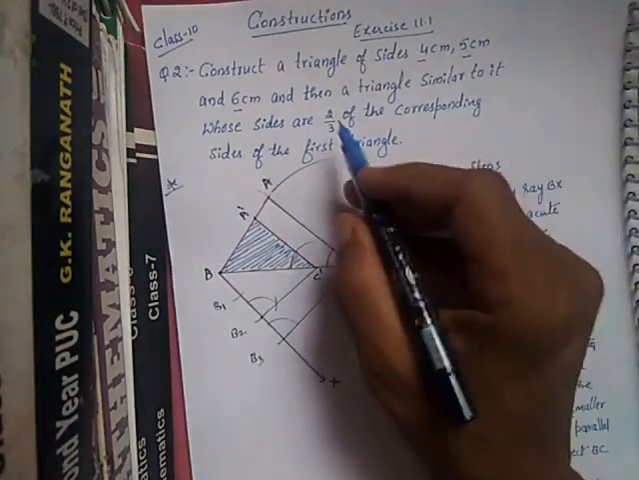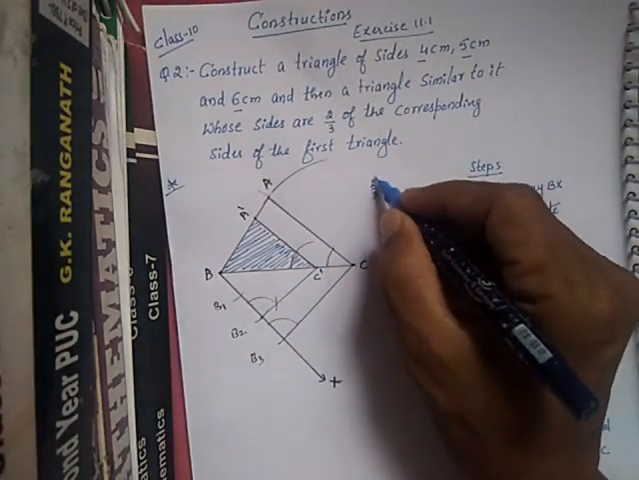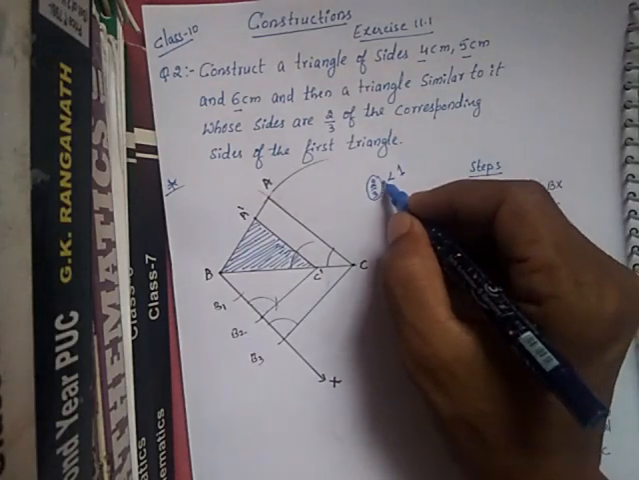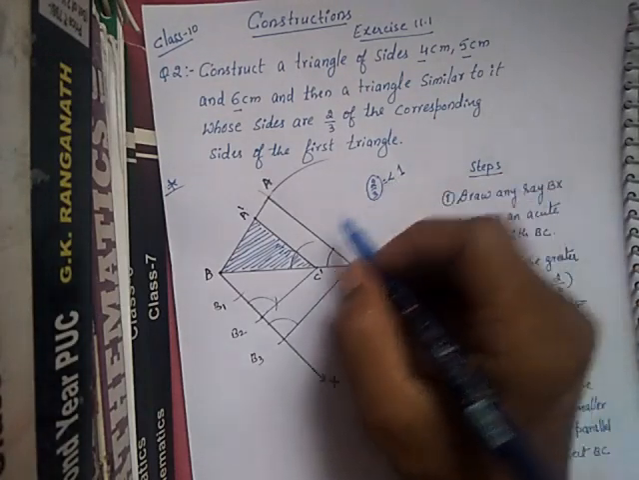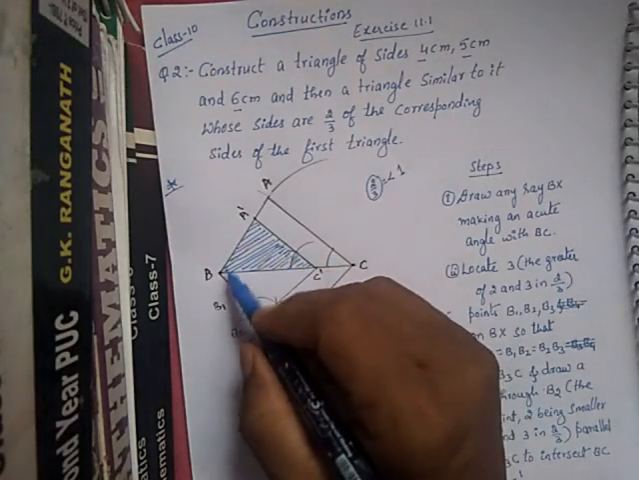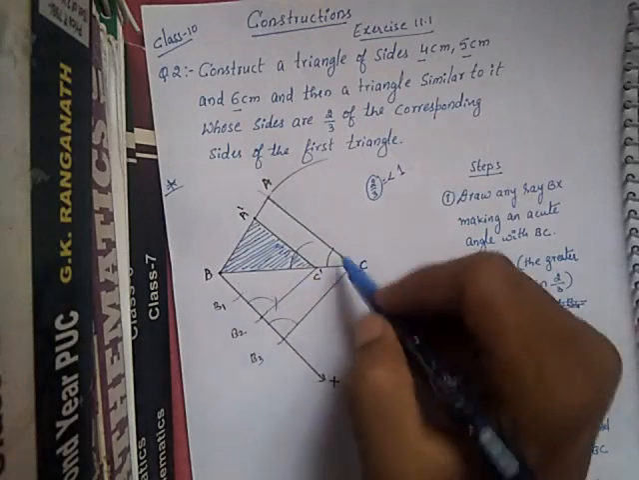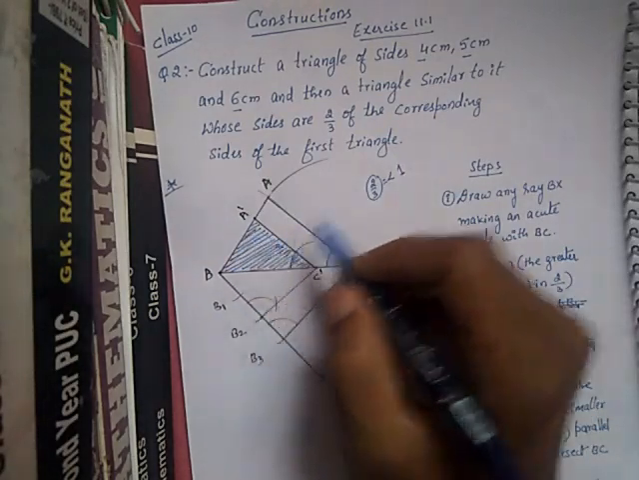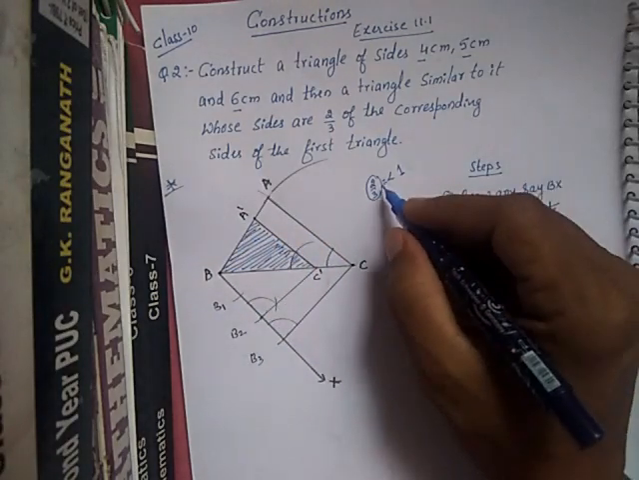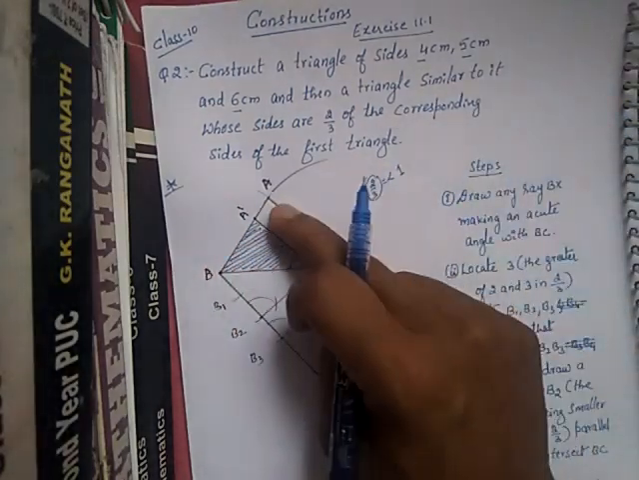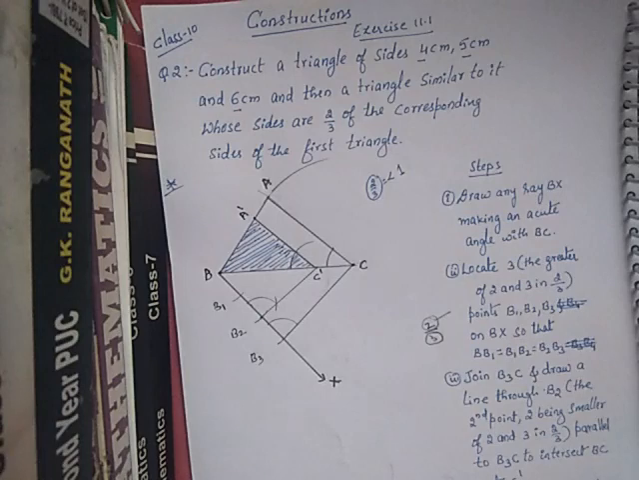So here you have to remember, 2 by 3 means what here? If you divide, you will get an answer less than 1. If it is less than 1, the required triangle will come inside the triangle. So this is the bigger triangle, the original triangle ABC, and inside that you will get the triangle. Suppose it is greater than 1, then the triangle will come outside the original triangle. Okay, this is one thing. So these are the steps.